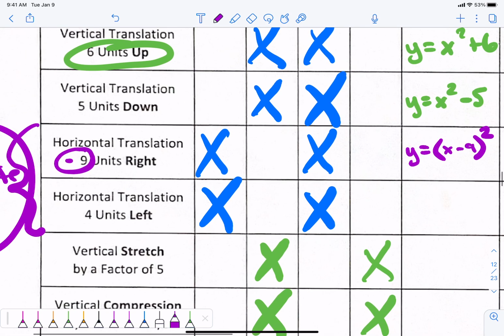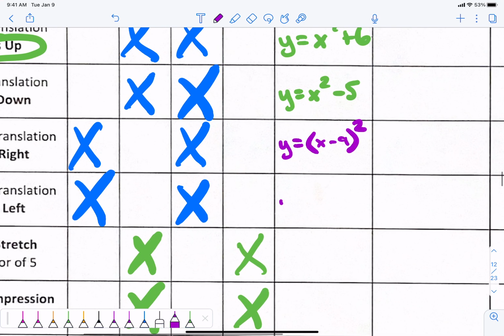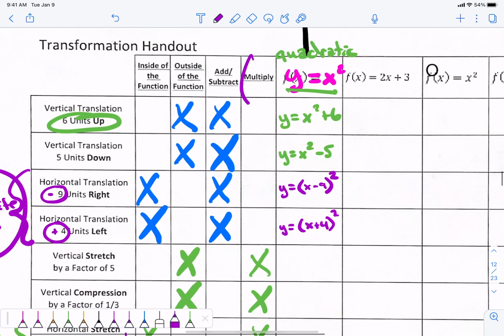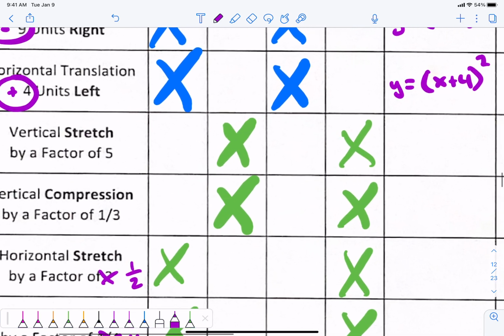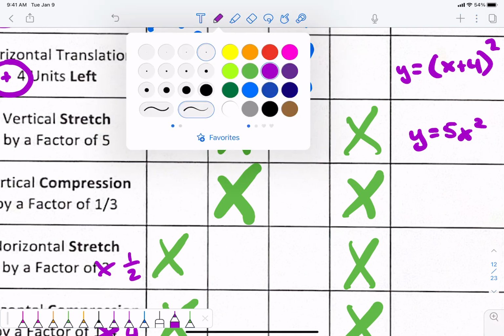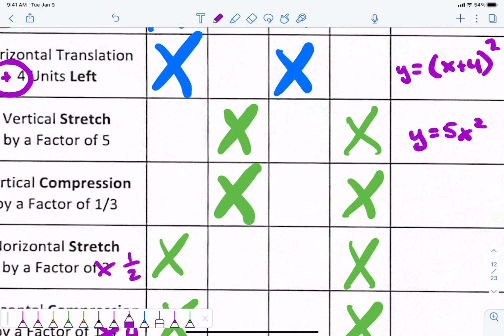Okay, and then 4 units left involves a plus 4 because you're using the opposite sign. Left, I think minus, but it's the opposite, so it's plus 4. It's going to look like y equals (x plus 4) squared. Make sense? All right, vertical stretch by a factor of 5. Remember that stretches and compressions involve multiplying by that number. So a vertical stretch by a factor of 5 looks like y equals 5x squared. Vertical compression by a factor of 1/3: y equals 1/3 x squared.